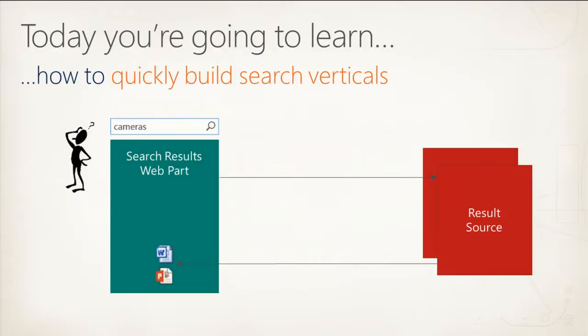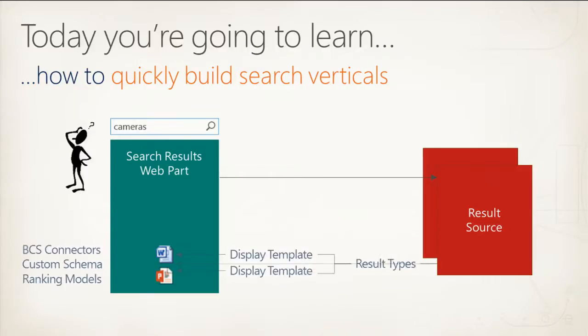Now, as I said, this is the most basic of search experiences. You can start adding a lot of things to make it a lot beefier, looking a lot nicer. You can use result types and display templates to show different results differently, right? Really showcase the specialized data that you have. You can use BCS connectors to crawl more of your enterprise, custom schema and ranking models to improve your relevance. And these are all really, really cool features in SharePoint. We've got a lot of talks that cover these. So today, I'm not going to be speaking about them so much.